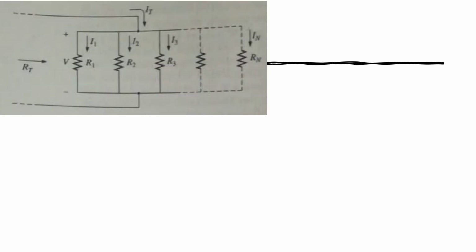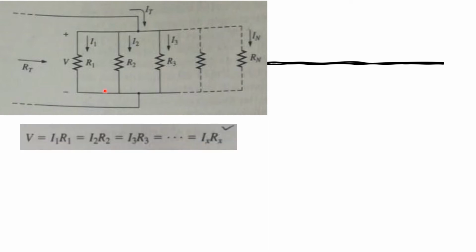Let us consider a parallel circuit in which n number of resistors are connected in parallel. So we have to find the generalized relation for the current divider rule. As you know, in a parallel network, the voltage across each resistor must be equal. So we say that V is equal to I1 R1, which is equal to I2 R2, which is equal to I3 R3, and so on.